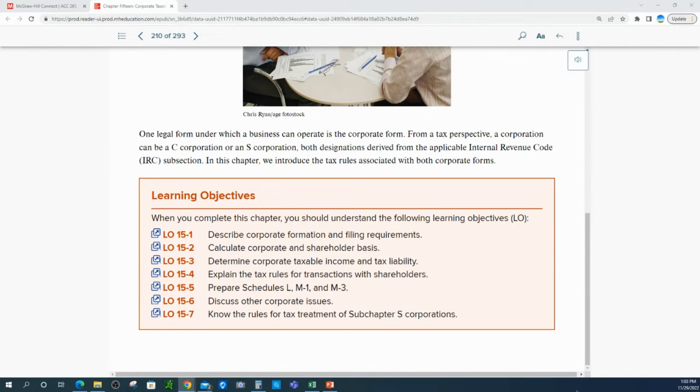Other corporate issues, I can't even remember what's included in that, but we'll talk about that when we get there. And then we have one section on S corporations. So everything in learning objectives 1 through 6 here, we're talking about C corporations. And I know, if you recall, I had mentioned that S corporations are kind of like a hybrid between partnerships and C corporations. So if a C corporation and a partnership got married and had a baby, it would be an S corporation. So it's kind of a mix of the two.